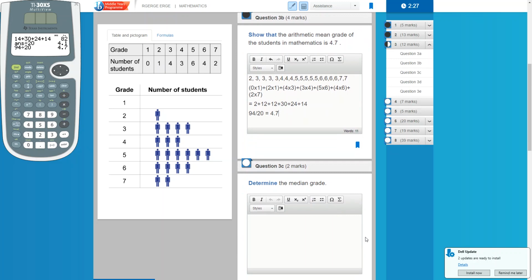Determine the median grade. So the median is the one in the middle. If I've got 20 students, median will be the 10.5th one along in order from smallest to biggest. So here's the numbers. I'm putting them all out. So 1, 2, 3, 4, 5, 6, 7, 8, 9, 10. The median is going to be in between the 10th and the 11th one. So the median is 5.